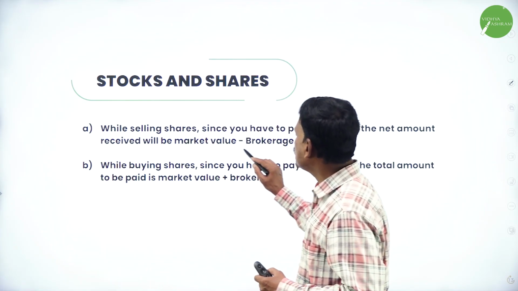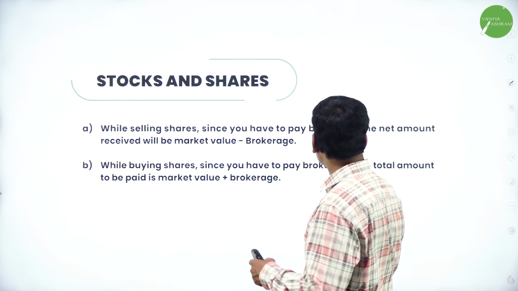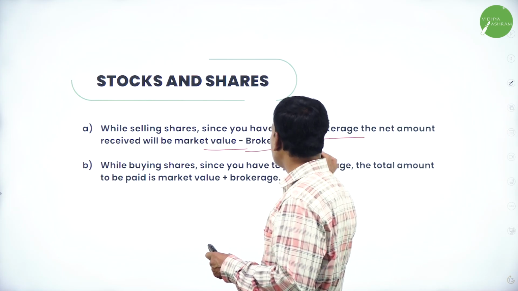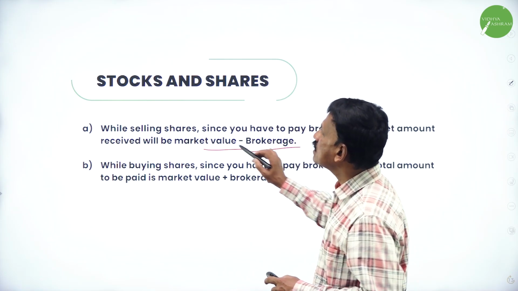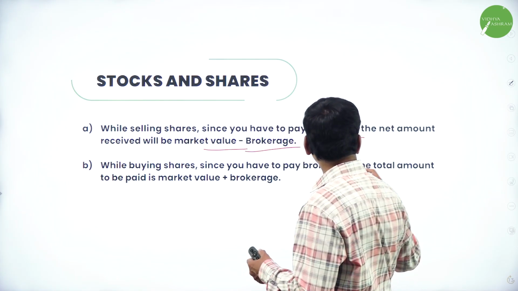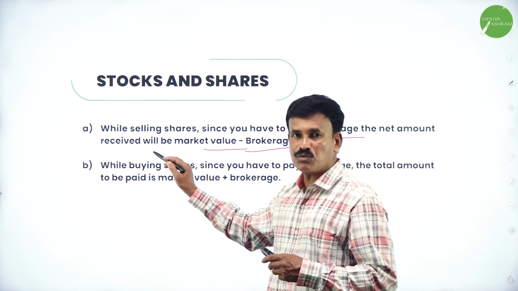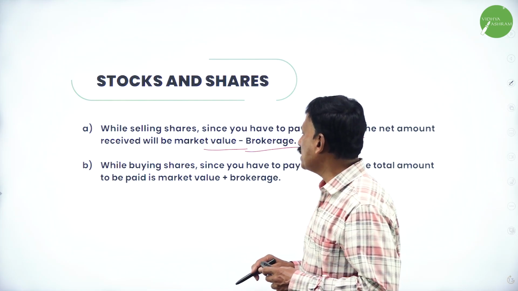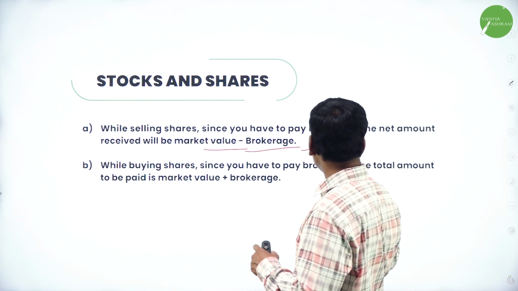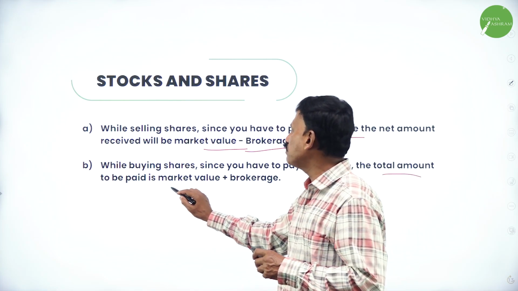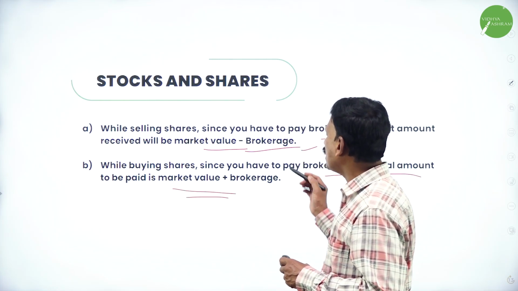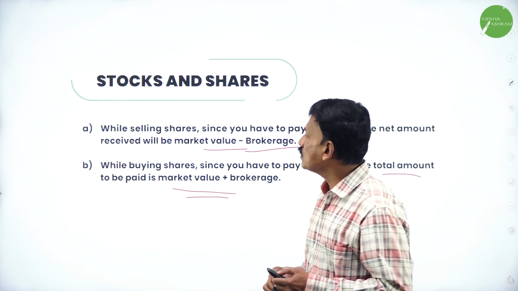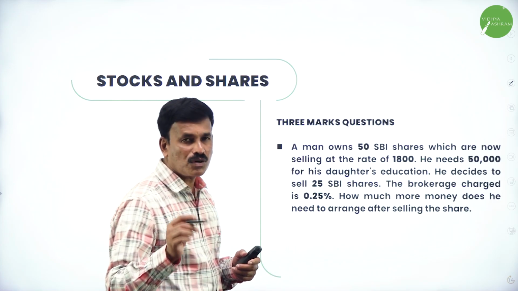Now, while selling the shares, since you have to pay the brokerage, the net amount received will be market value minus brokerage. While buying the shares, since you will have to pay the brokerage, the total amount to be paid is equal to market value plus brokerage. The first one is minus brokerage, here it is plus. Now, by knowing this, let us take one small problem.